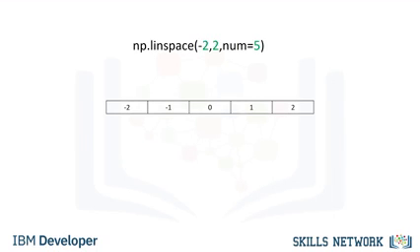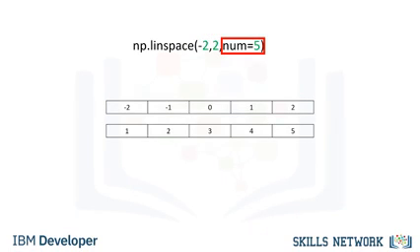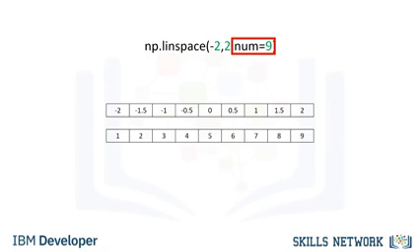Linspace returns evenly spaced numbers over a specified interval. We specify the starting point of the sequence, the ending point of the sequence. The parameter num indicates the number of samples to generate. In this case, 5. The space between samples is 1. If we change the parameter num to 9, we get 9 evenly spaced numbers over the interval from -2 to 2. The result is the difference between subsequent samples is 0.5 as opposed to 1 as before.